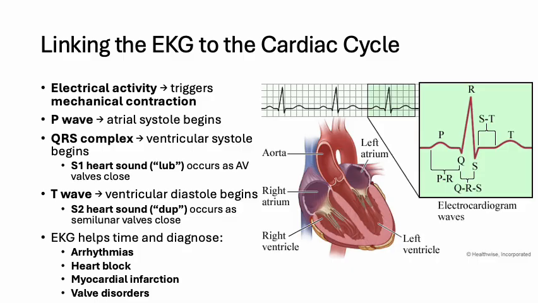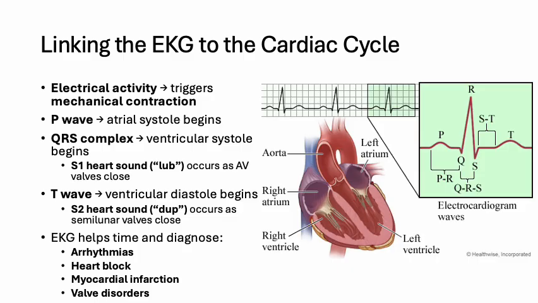The QRS complex marks ventricular depolarization, leading to ventricular systole. This is when the AV valves close, creating the first heart sound, the lub sound. Then we get to the T wave, showing ventricular repolarization, which signals the start of ventricular diastole. At this point, the semilunar valves close, producing the second heart sound, known as the dub sound.